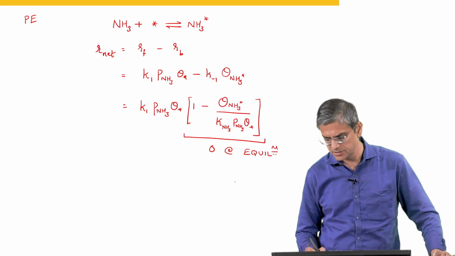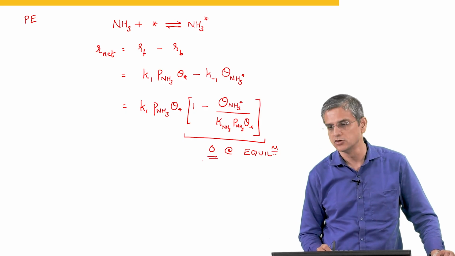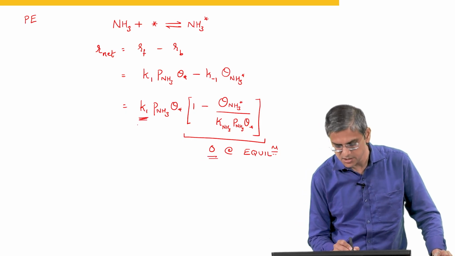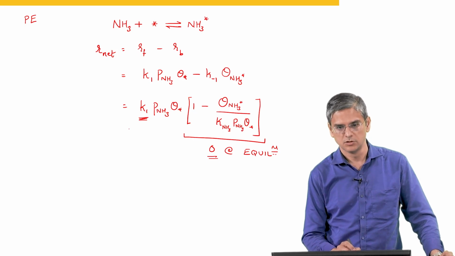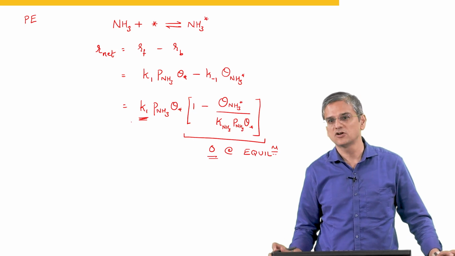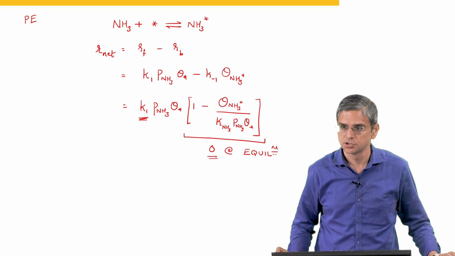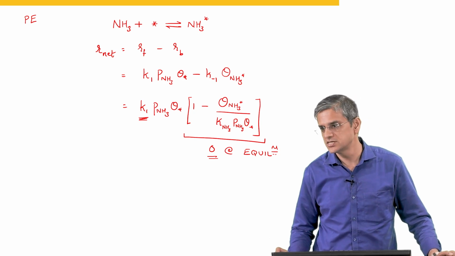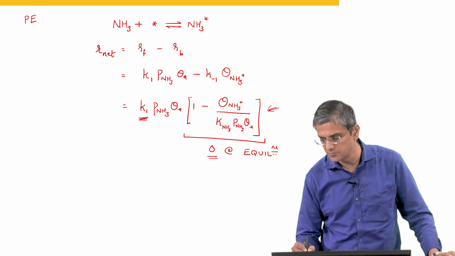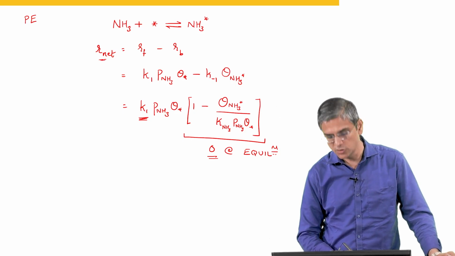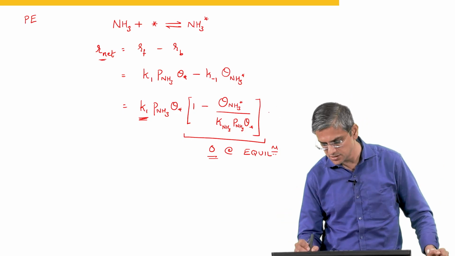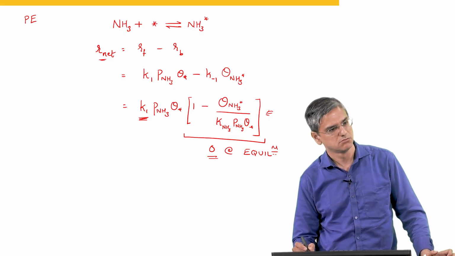At partial equilibrium this is not 0, what it means is K1 is very large. So, the net rate of reaction might be large because K1 is large and this is far from equilibrium, or R net can be large because K1 is extremely large and this one is extremely small.